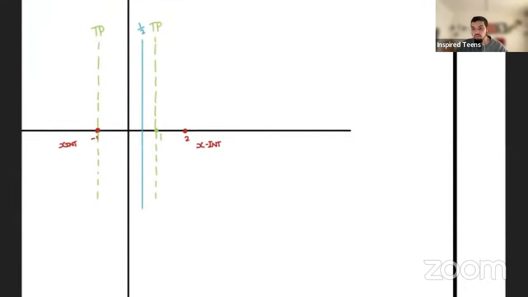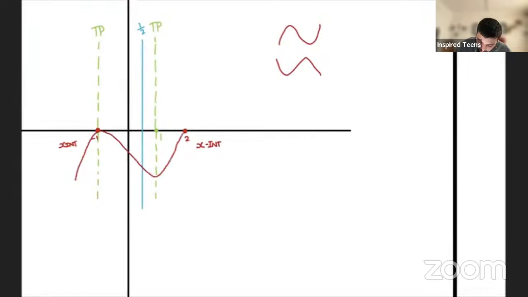So now what we can do is sort of trial and error our shapes. We should know that we have two possibilities for this graph. The first one is this, and the second one is that. This is when a is greater than 0. This is when a is less than 0. So we can try the first one. Let's do this: x-intercept, turning point, intercept. There we go.